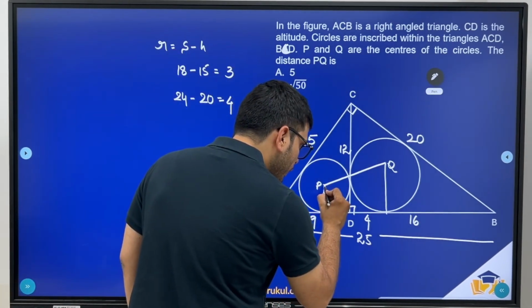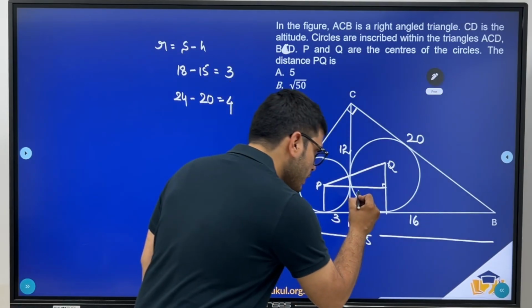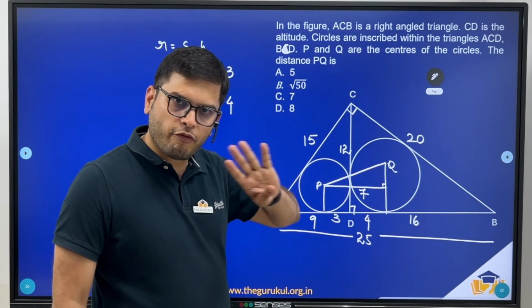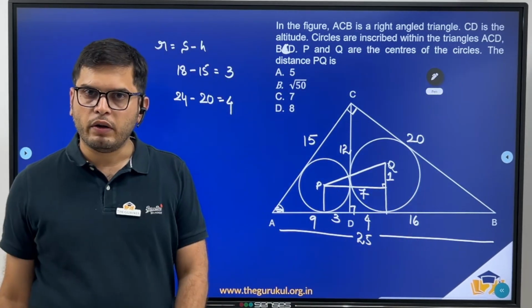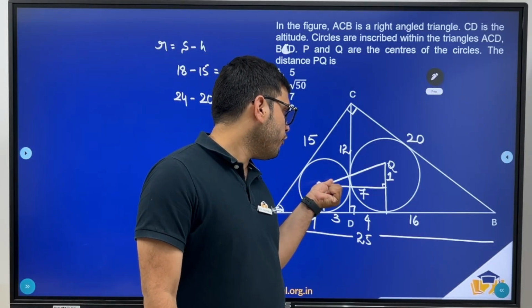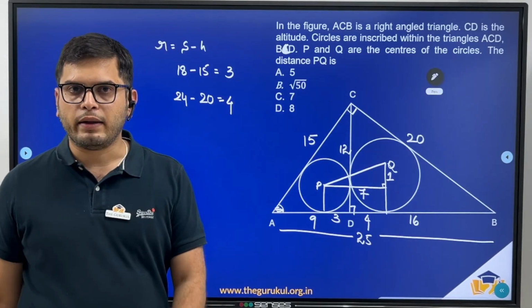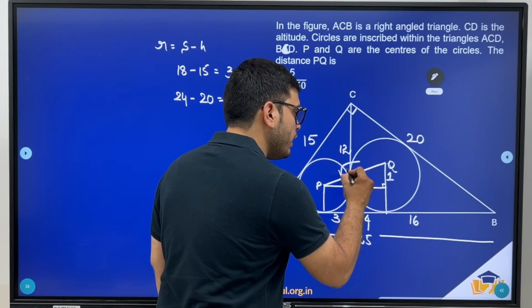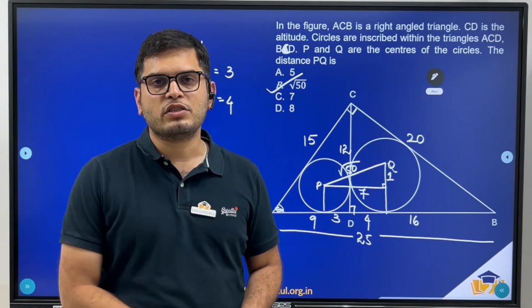Now let me drop a perpendicular from P to the other radius. Now we know that this length is 3 plus 4, 7. Now this is 4 units, this is 3 units. So this should be 1 unit. Now what was asked? We are asked to find the length of PQ, which is nothing but hypotenuse in this right angle triangle. So 7 plus 1. So under root 7 square, 49 plus 1, 50. Root 50 should be the answer to this question.